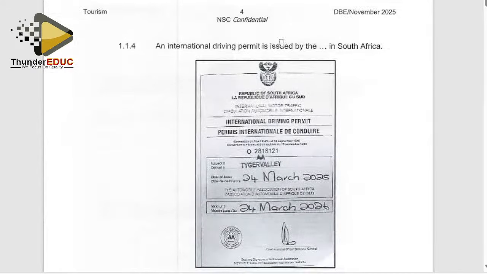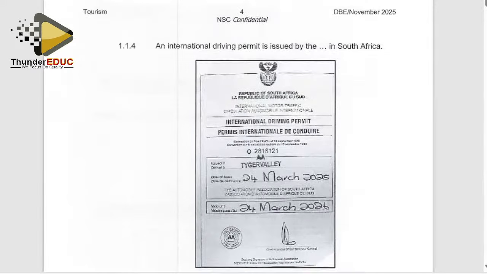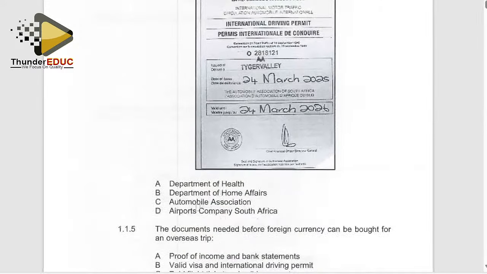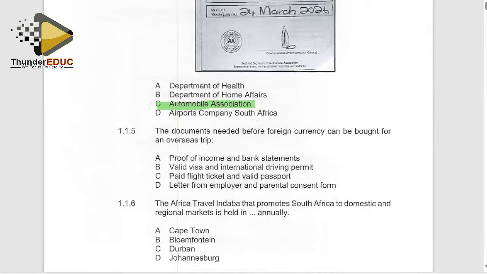An international driver's permit is issued by in South Africa. So there is an image of an international driver's permit there, which allows you to, of course, drive in a foreign country. So it is the responsibility of the Automobile Association to issue this particular document. The Department of Health is basically involved in things like compulsory vaccinations or recommended vaccination. The Department of Home Affairs is basically involved in issuing travel documents such as the passport and visas. Then the Airports Company of South Africa manages the airports which are in South Africa. So the correct answer there is the letter C.